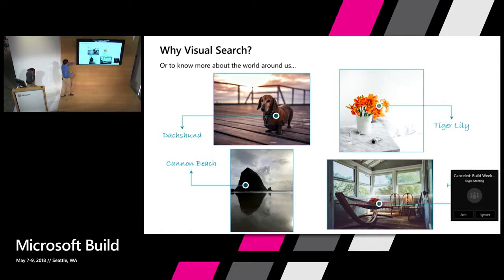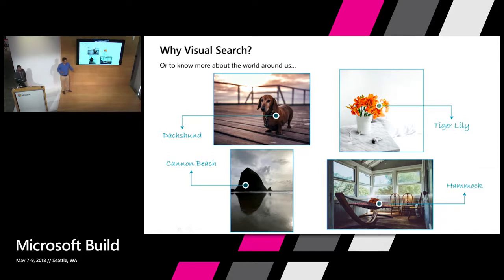When my friend posts something on the web, I would like to know which place that is, because I would like to visit that maybe. Or even furniture, right? I don't even know that this is called a hammock, right? How do I even go search about that? So that's where visual search becomes really interesting.